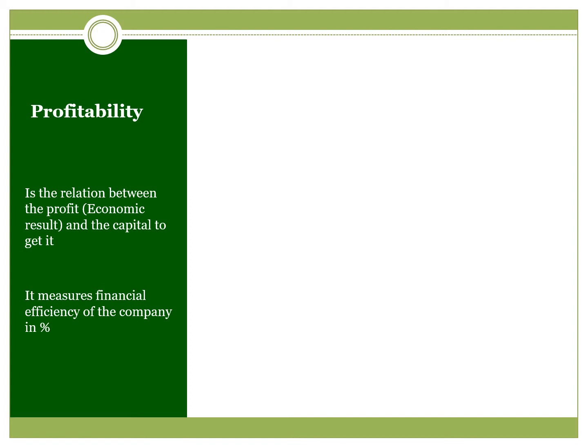It measures the financial efficiency of the company, and we measure it in a percentage. So the result is going to be 2%, 10%, 20%. Okay, we're going to get a relationship in a way of a percentage. However, when we talk about relationships, what we're talking about is a division. We're going to divide the profit by the capital.